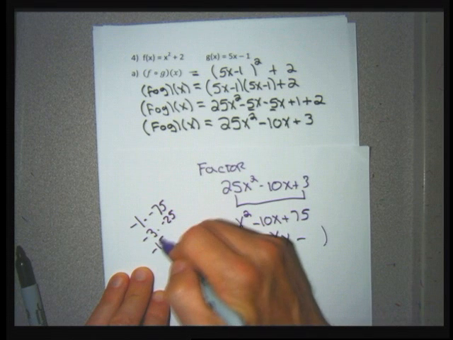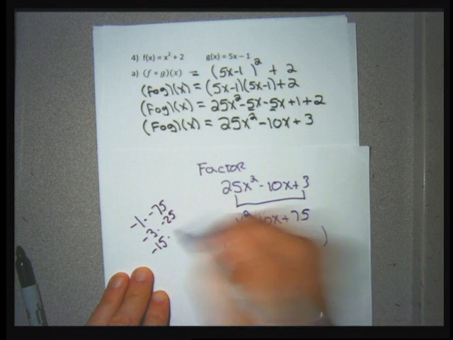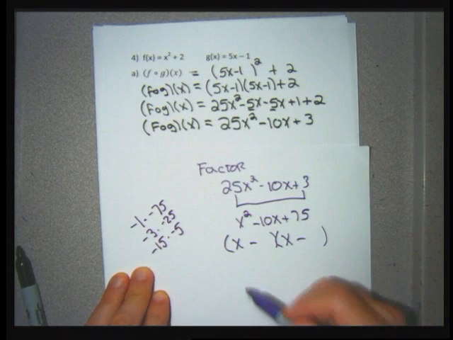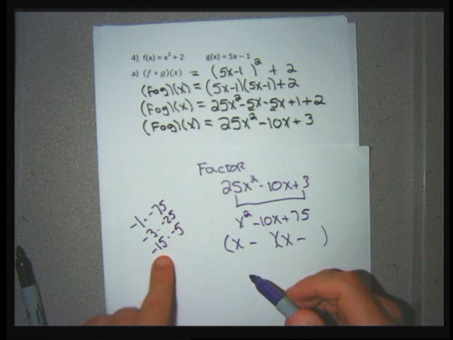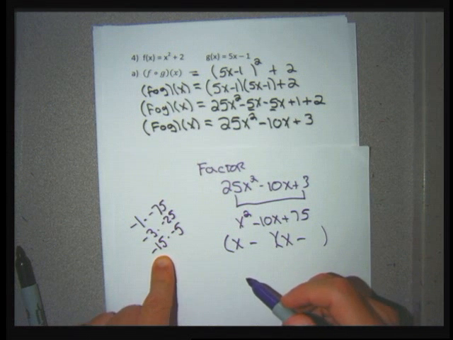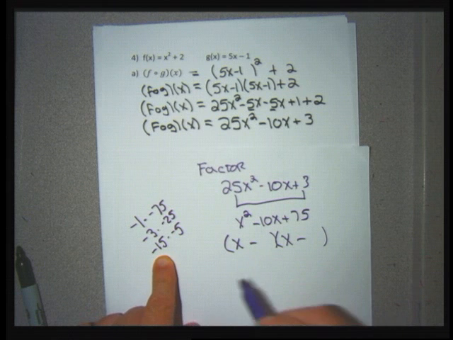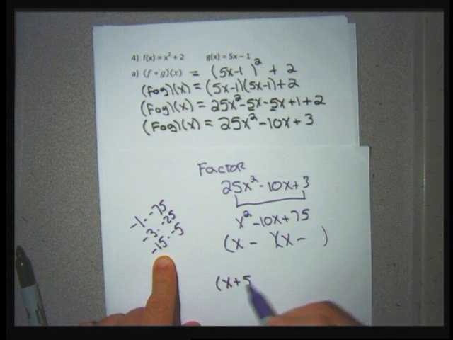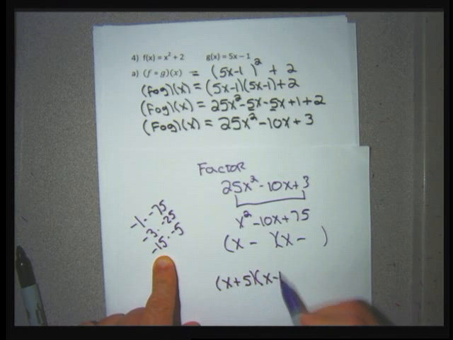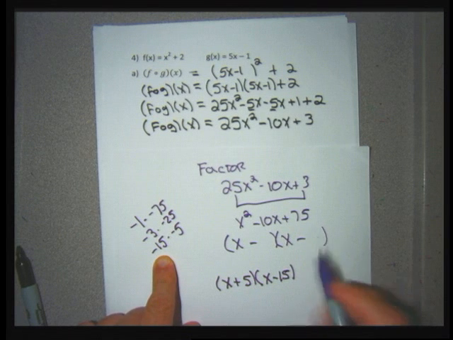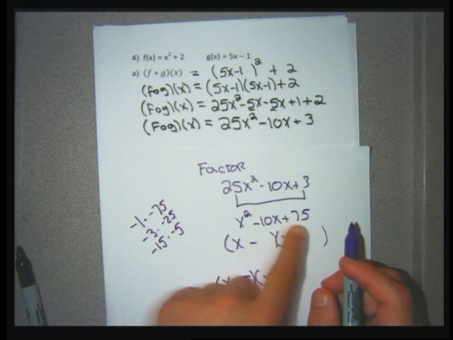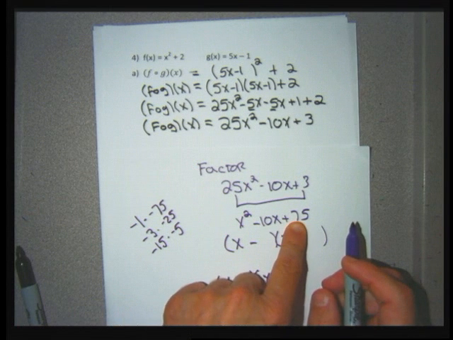Negative 15 and negative 5 would be another set, and that set almost looks like it's the right set because I see a 10 there, but in order to get a 10, you'd have to have one positive and one negative. So if you said, oh, that factors into x plus 5 times x minus 15, you'd be wrong. When you FOILed this out, you would get an x squared, you would get a minus 10x, but you'd get a minus 75 and not a plus 75.